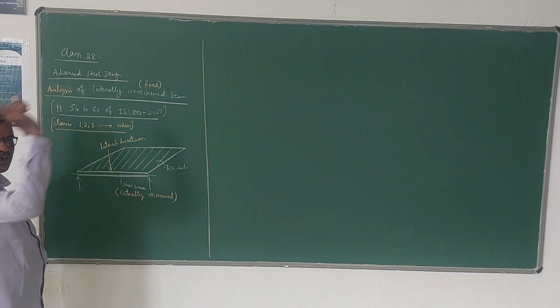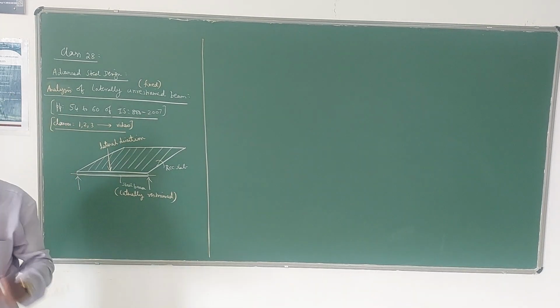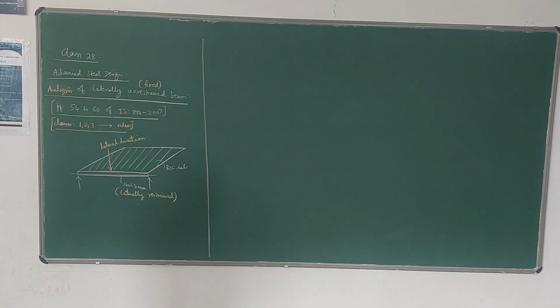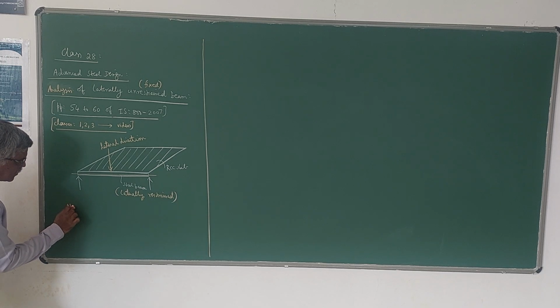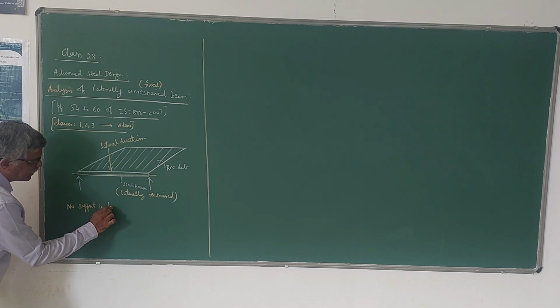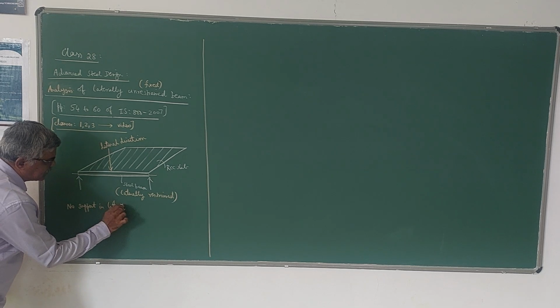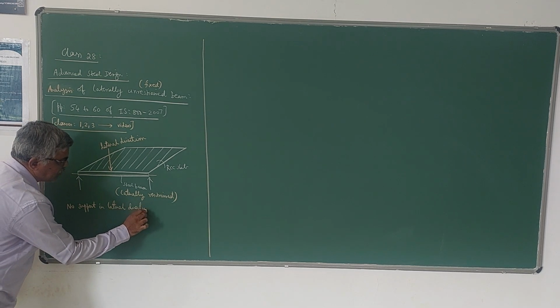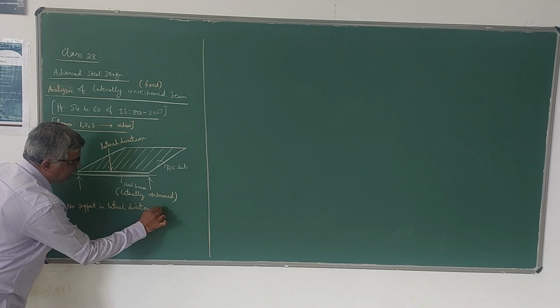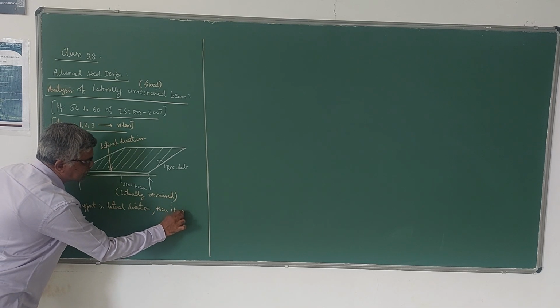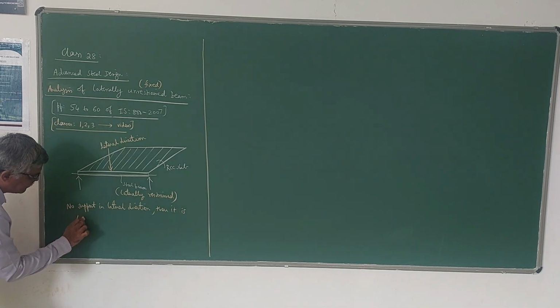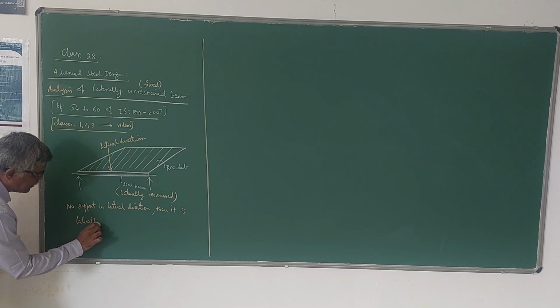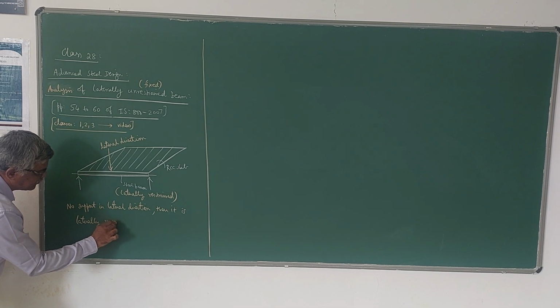Suppose you don't have this RCC slab, and there is no support in the lateral direction, then it is called laterally unrestrained. So if there is no support in the lateral direction, then it is laterally unrestrained.